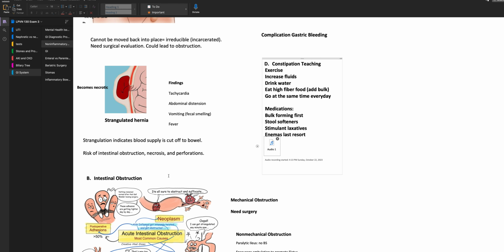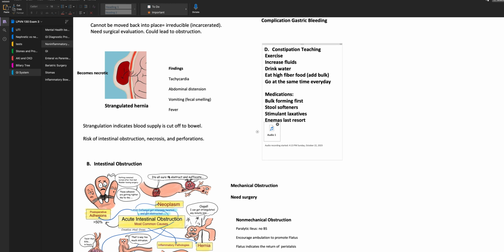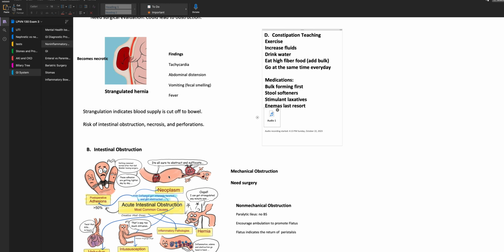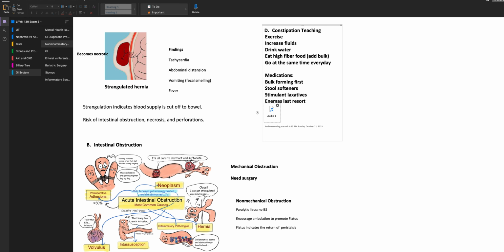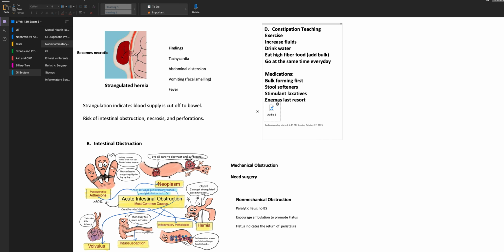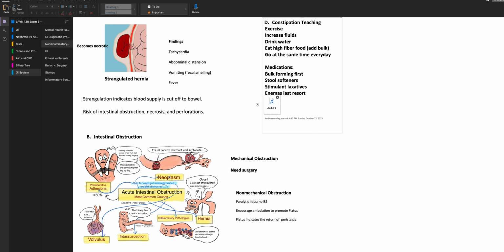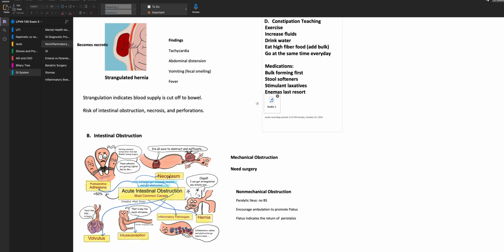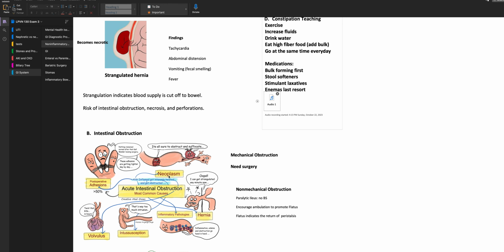Okay, intestinal obstruction. There are two types. There's mechanical obstruction, which is going to need surgery, and then there's non-mechanical obstruction. An example of a non-mechanical obstruction would be a paralytic ileus that people have after surgery. So you wouldn't hear any bowel sounds, and then you would encourage ambulation to promote flatus. Flatus is good. Flatus means that peristalsis is going on, okay? You know somebody has peristalsis if they have flatus or if they have a BM. Bowel sounds are not as reliable for peristalsis, so it's always better to know if somebody's passing flatus.